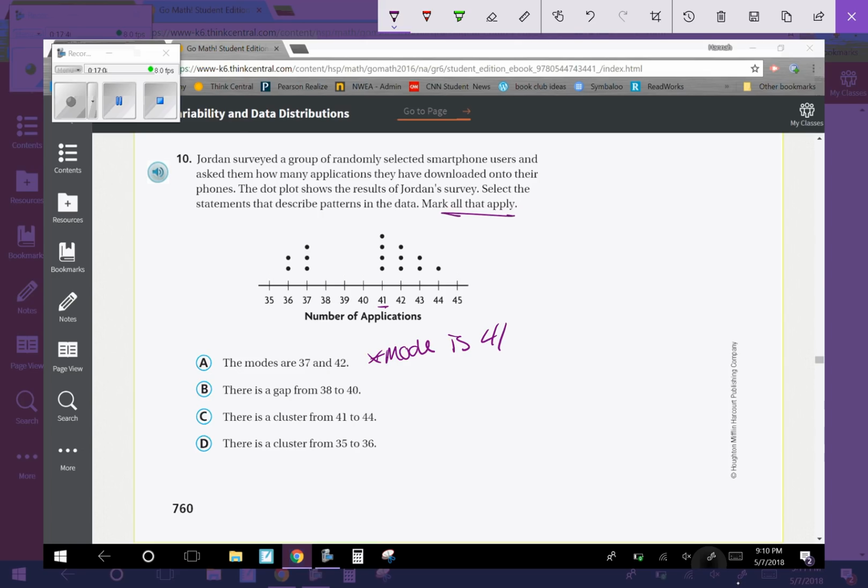There is a gap from 38 to 40. Yep, there's no data there, so that one would be true. Select that. There's a cluster from 41 to 44. There are no gaps between there. So yes, that is also true. There's a cluster from 35 to 36. No, you could say that there's a cluster from 36 to 37, but there is no data above 35, so that one is not true.